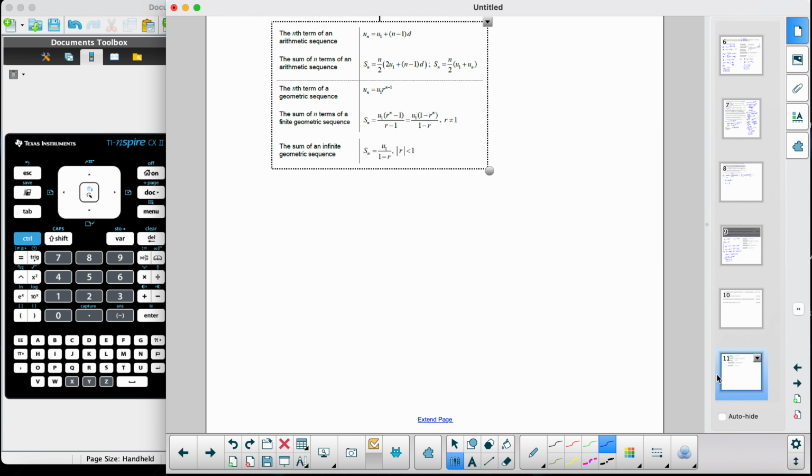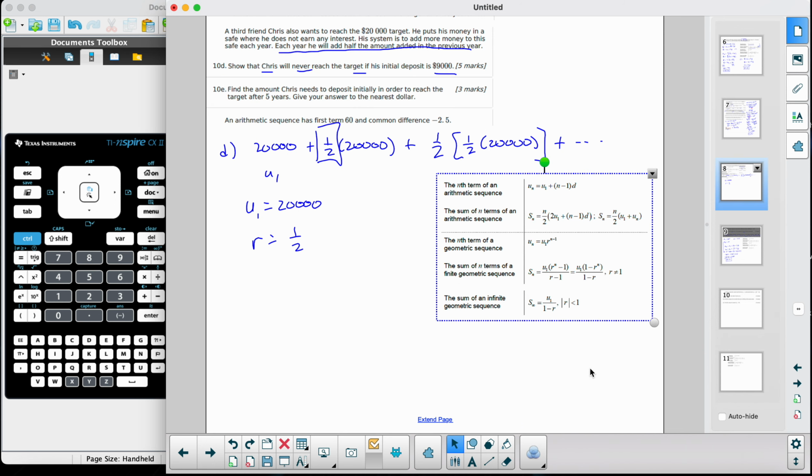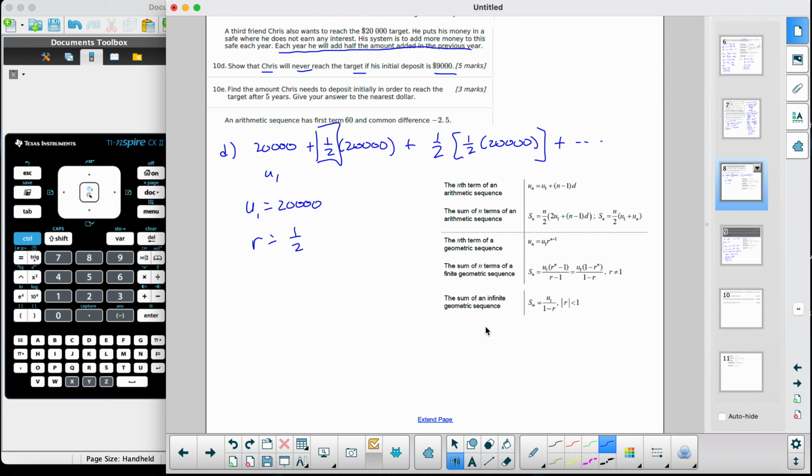Okay, we're going to go back to here. So remember, the formula for the infinite geometric sequence is not with this, it's lower down on the list. The sum to infinity is equal to the first term over 1 minus the common ratio. So this would be 9,000. His initial investment is 9,000, so the first term is 9,000.